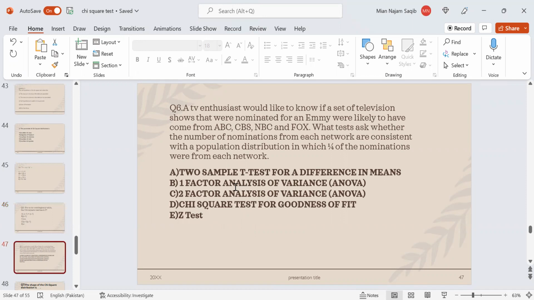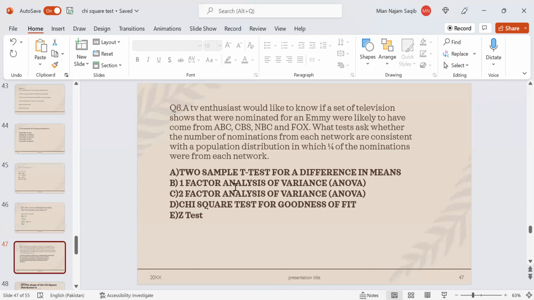6. A TV enthusiast would like to know if a set of television shows that were nominated for an Emmy were likely to come from ABC, CBS, NBC, and Fox. What test asks whether the number of nominations from each network are consistent with the population distribution in which 1/4 of the nominations were from each network?